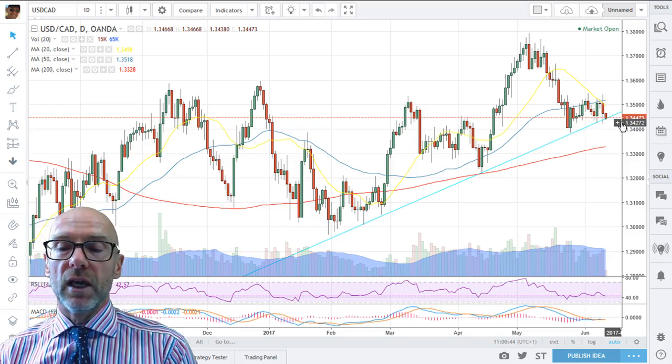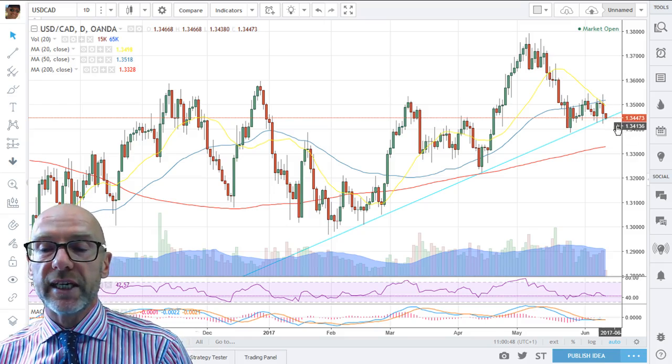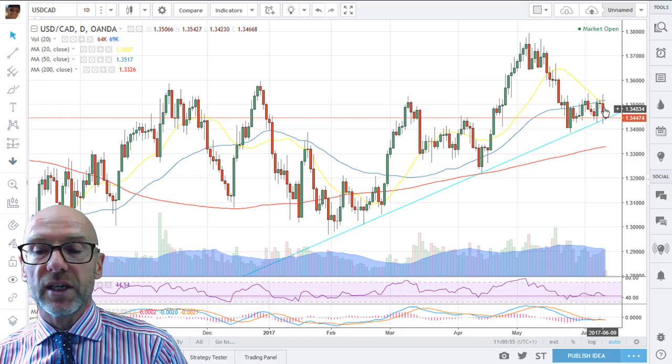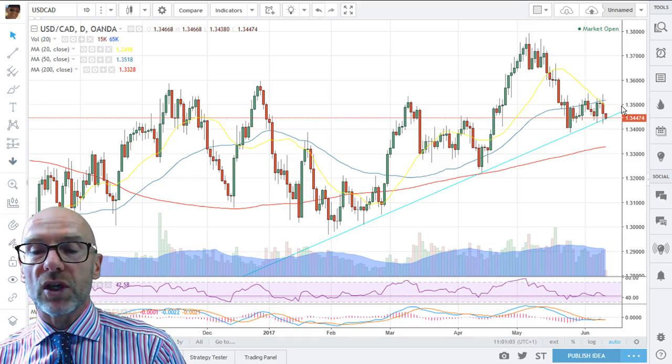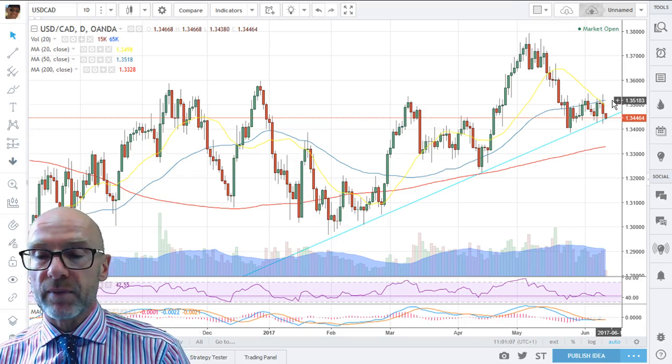Looking at other technical indicators on this daily chart, you can see that the downtrend in the 20-day moving average has been a factor over the last few days. That's downtrending quite quickly and will give resistance. The 50-day still moving up, but that will start to roll in the next week.